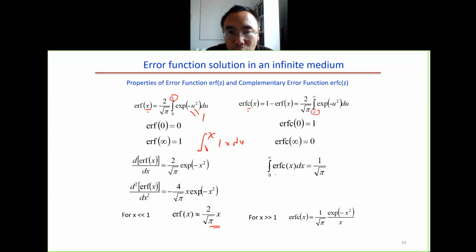So the integration of the complementary error function is given by 1 over the square root of pi. For the case of x much higher than 1, we have this formula here. I'm not sure how to derive this one, but now I can show you how to derive this equation here.